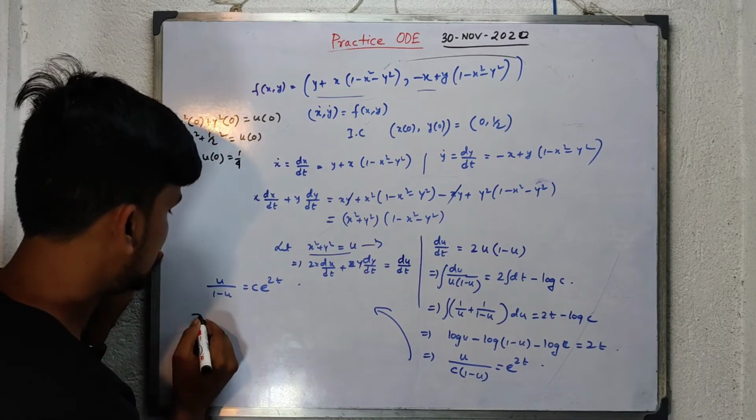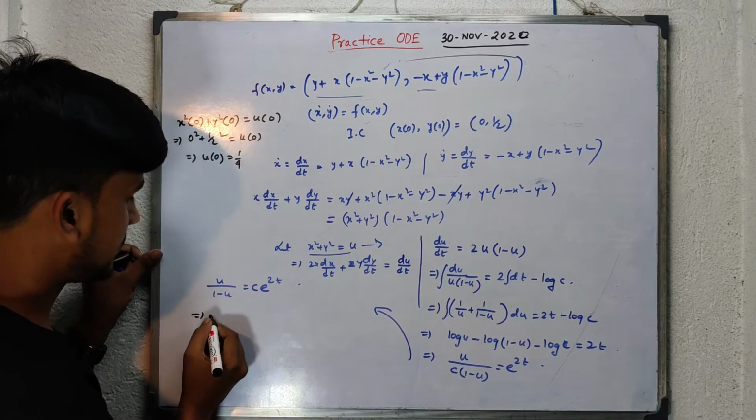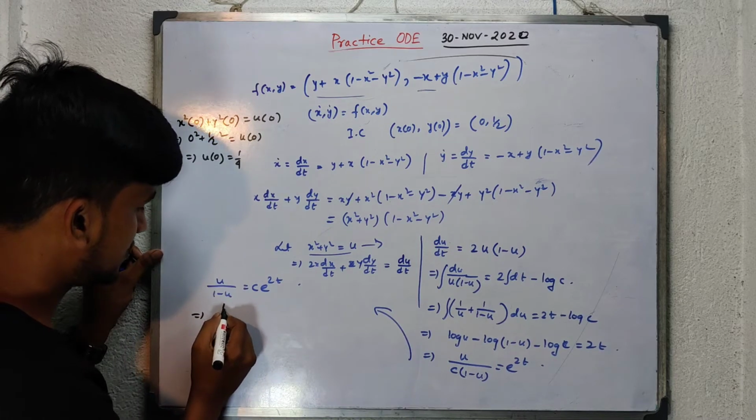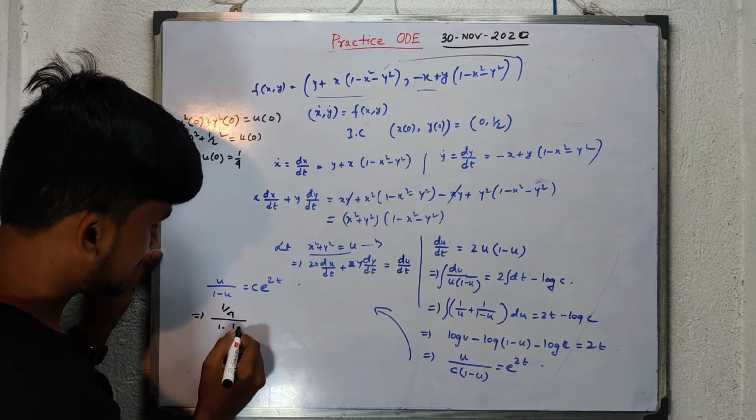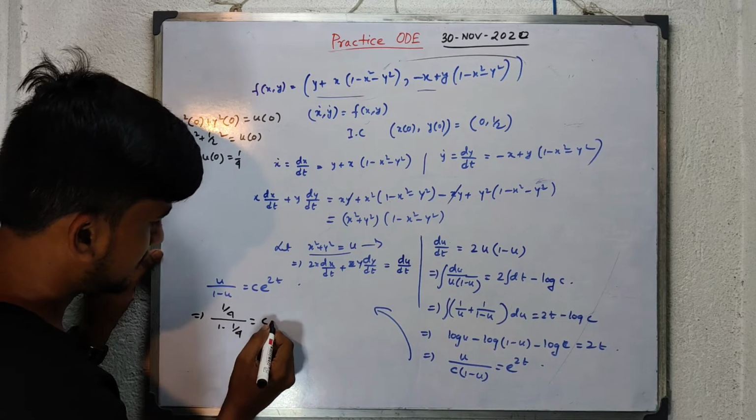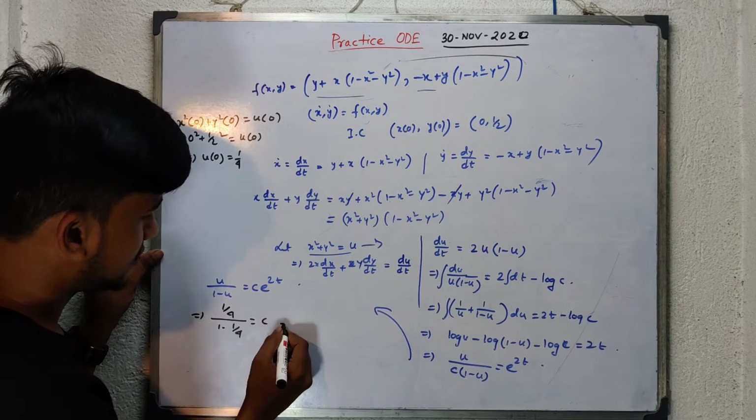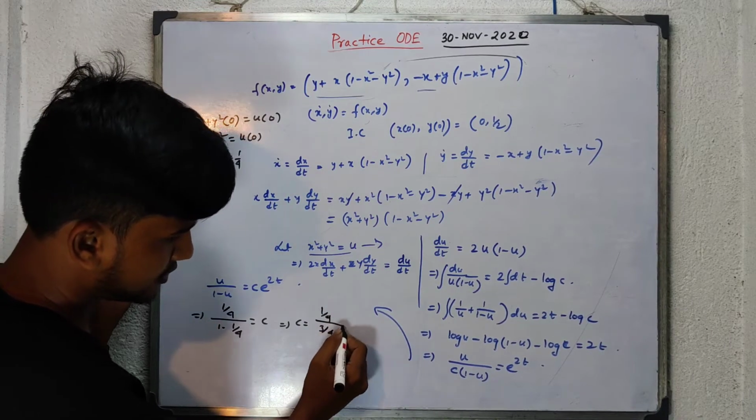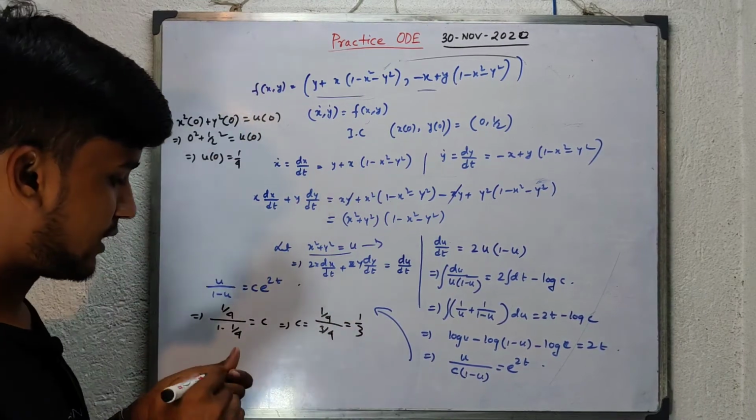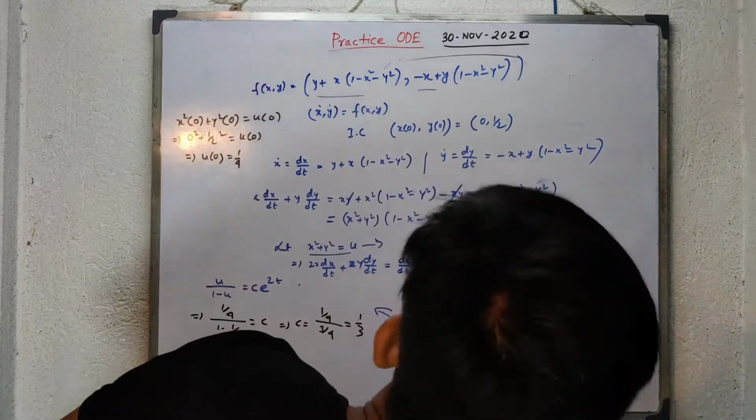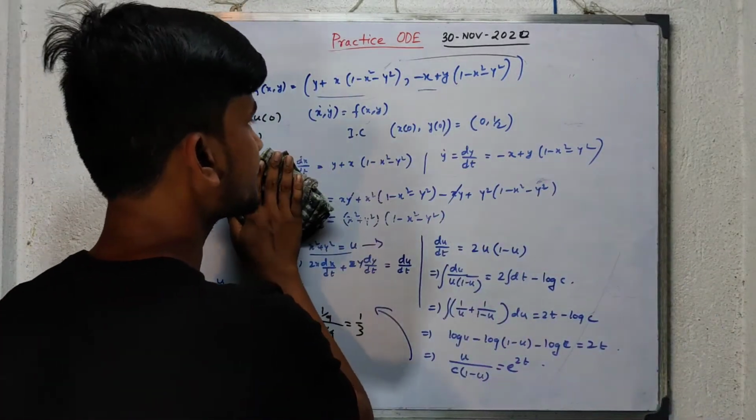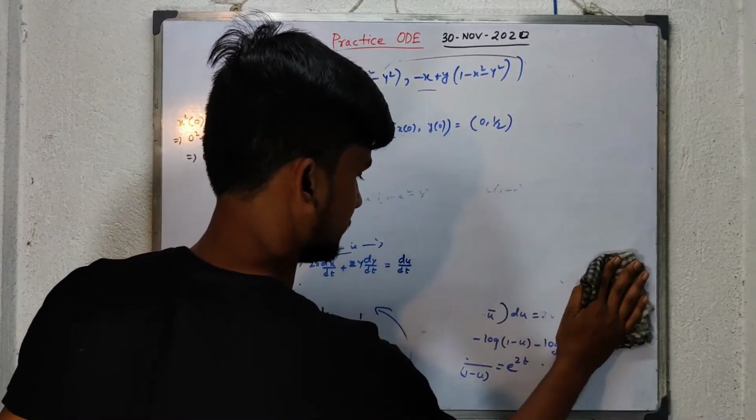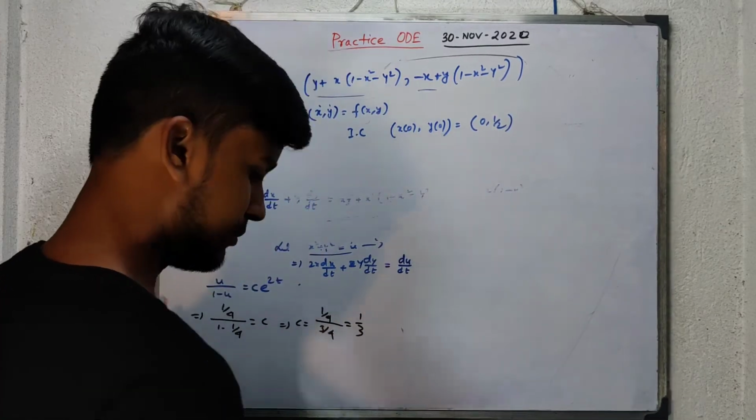Now put this here. If we apply u0 equal to 1 by 4, then 1 by 4 by 1 minus 1 by 4 is equal to c into e to the power 2t, with t equal to 0 meaning 1. This gives c equal to 1 by 4 by 3 by 4, which is equal to 1 by 3. So the value of c is 1 by 3.